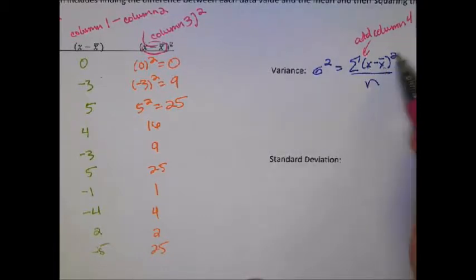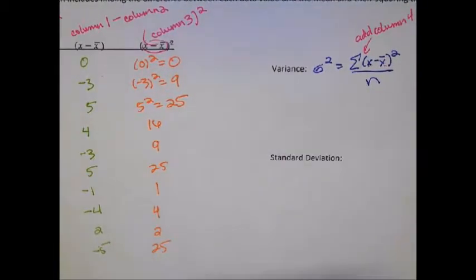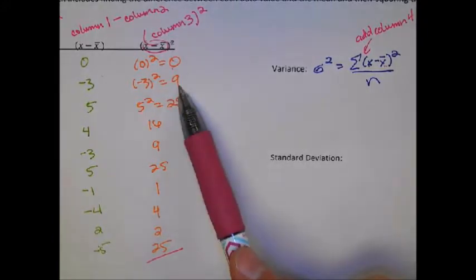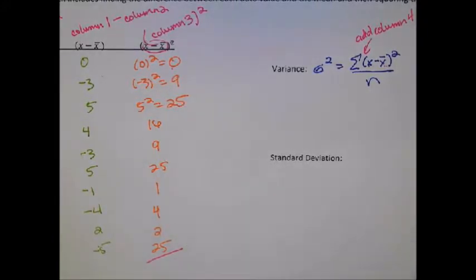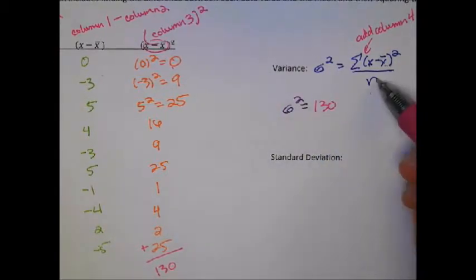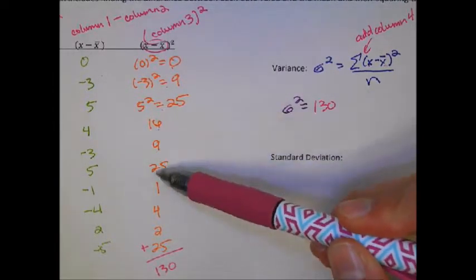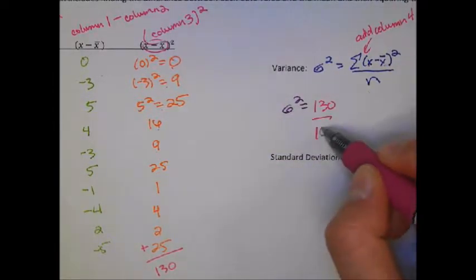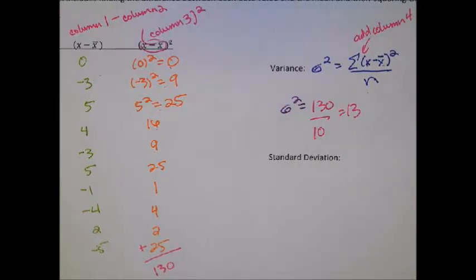Because what has my x minus x bar squared? Column 4. So let's add that up. What do we get? So 0 plus 9 plus 25 plus 16 plus 9. You should get 130. And how many numbers do we have? 10. So we get 13. So that's our variance.